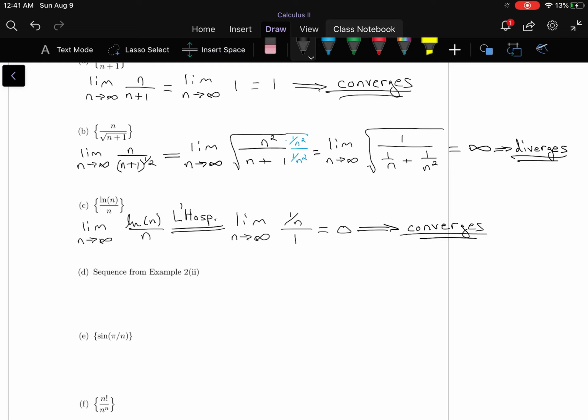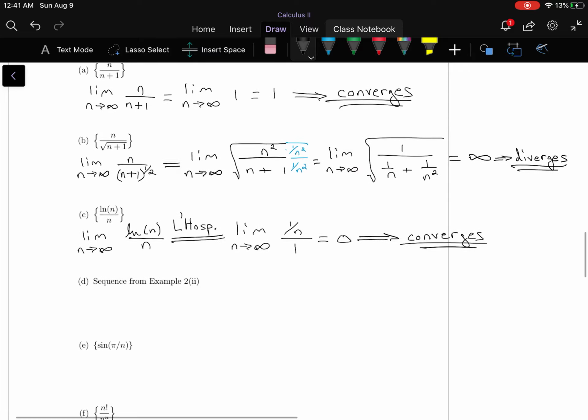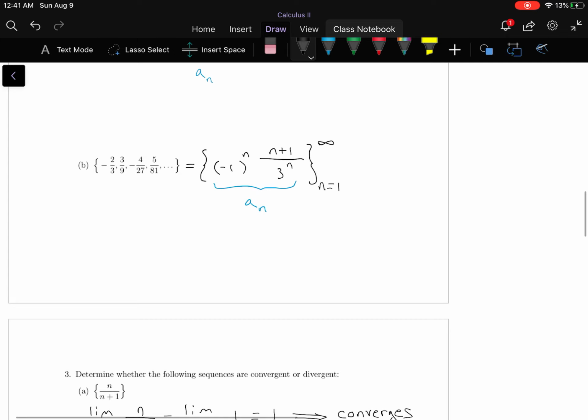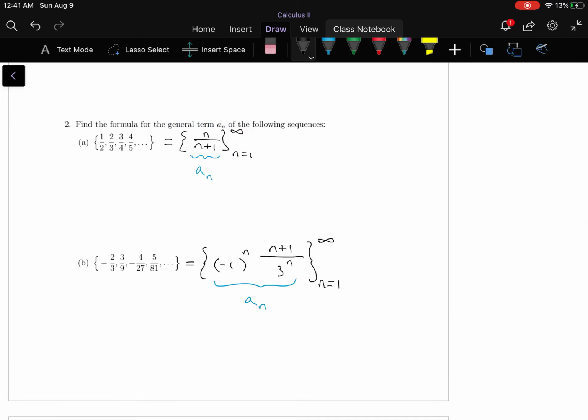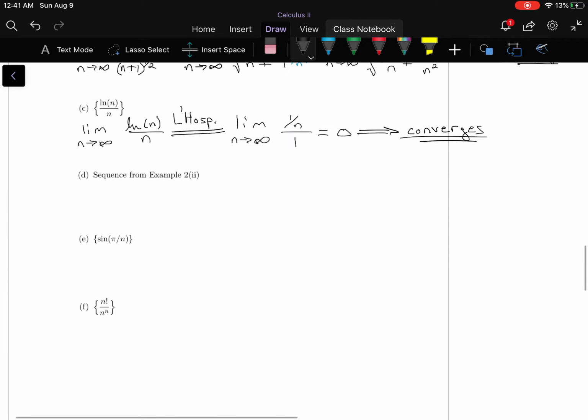And what about part D? D uses the example from 2 part 2, so that is 2b that it's referring to. And that's the sequence that we had created here. So let me fix that. This is 2b. So this is looking at the limit of the a_n term, as n goes to infinity, of (-1) to the nth power times n plus 1 over 3 to the nth power.